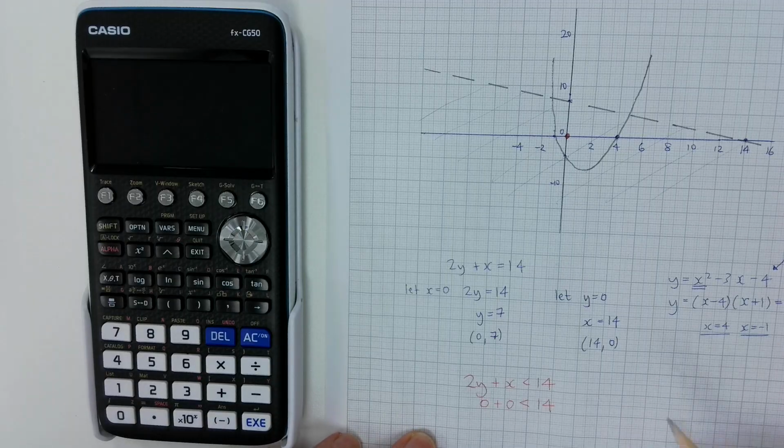If I picked a point on the top of the line, it would have given us a falsehood. It wouldn't have been right. So you know then that you need to go the other side. Hopefully this triggers some memories from your GCSEs.